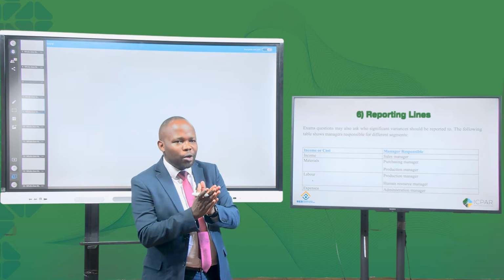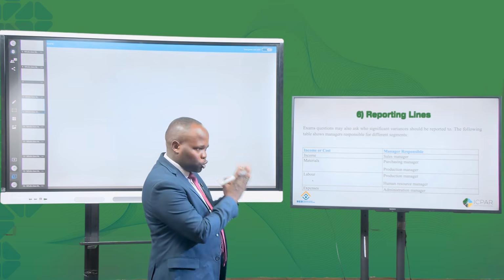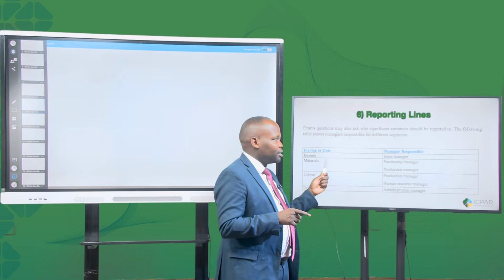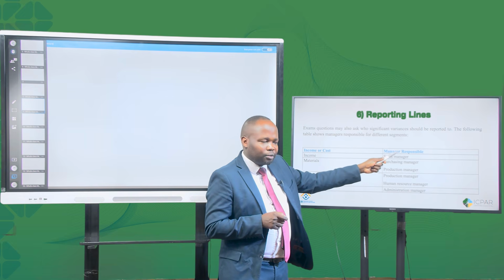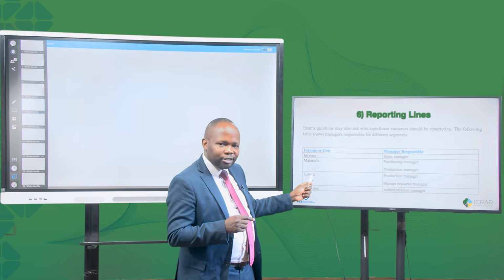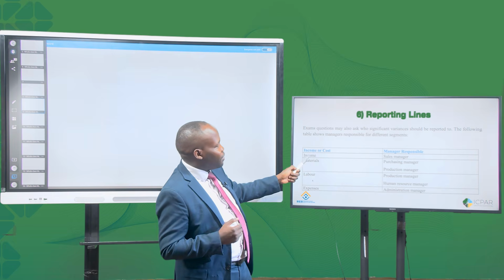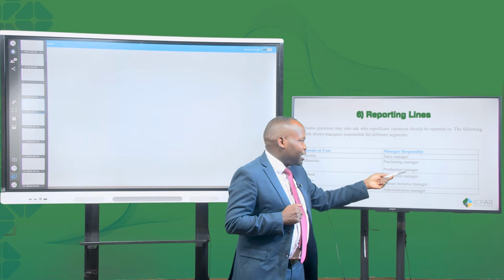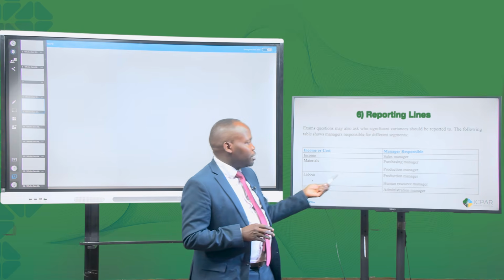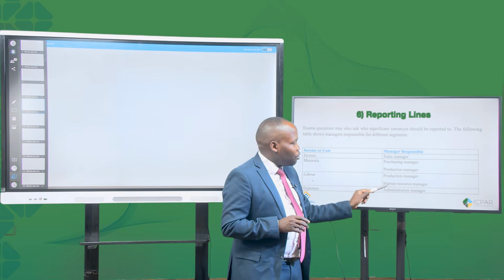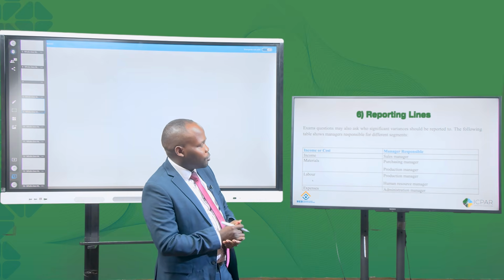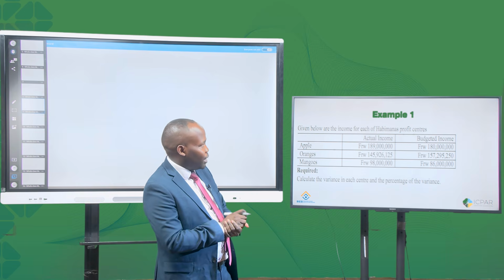Now, who do we report a significant variance to? For example, if it is an income variance, we report it to the sales manager, or the sales manager is responsible for it. If it is a material variance or material cost variance, you report it to the purchasing manager or production manager. If it is a labor variance, you report it to the production manager or human resource manager. And finally, if it is an expense, you report it to the administration manager.